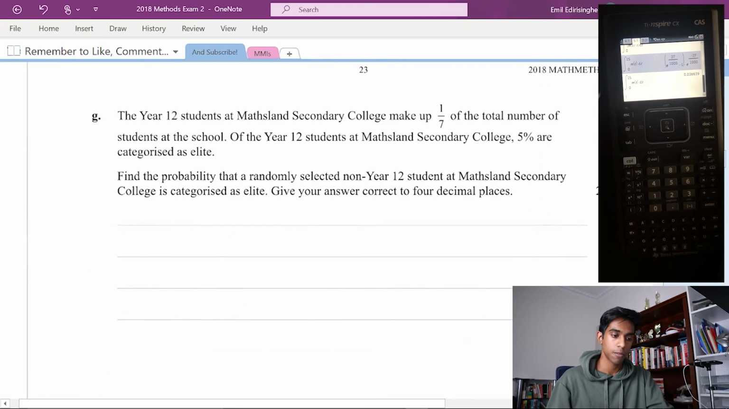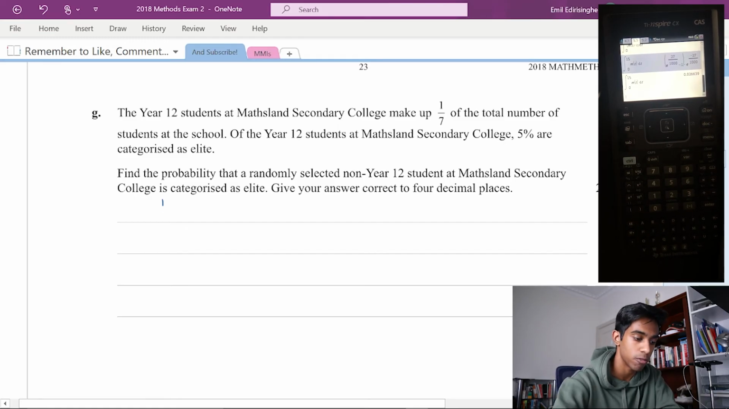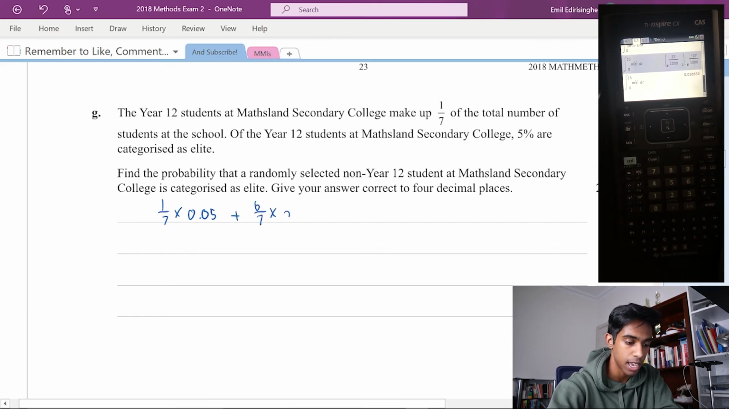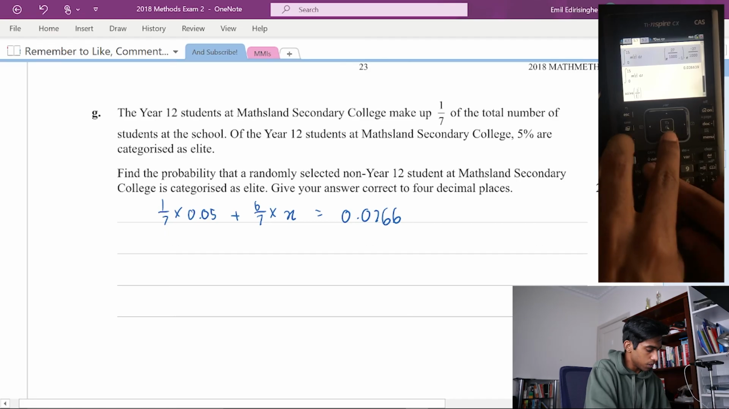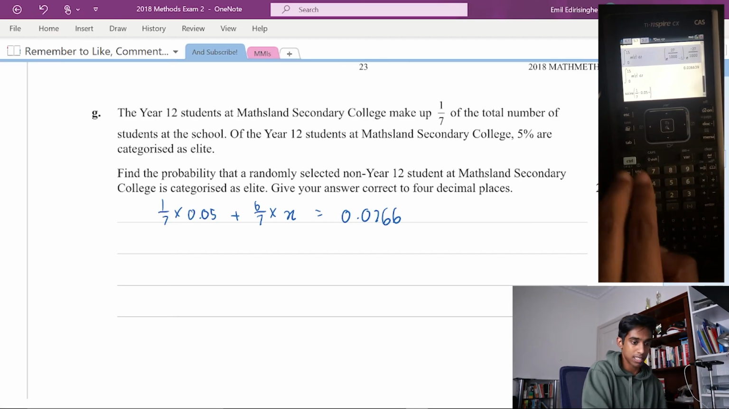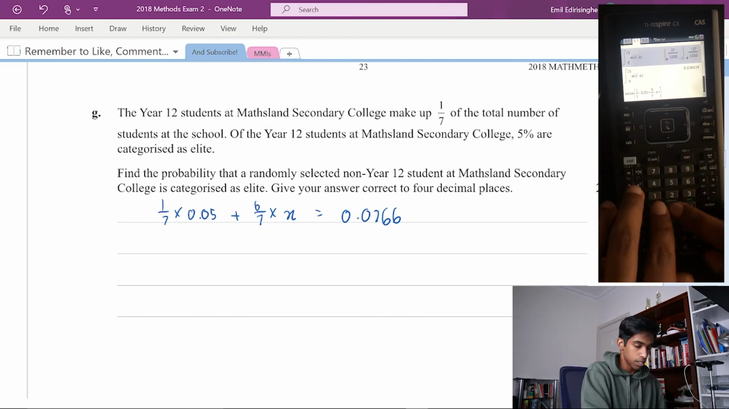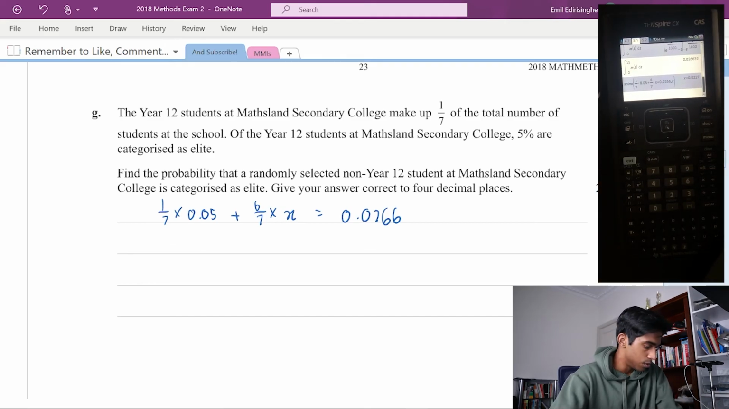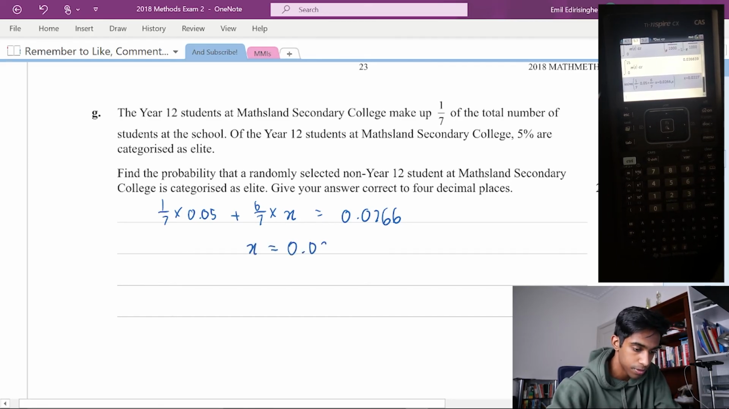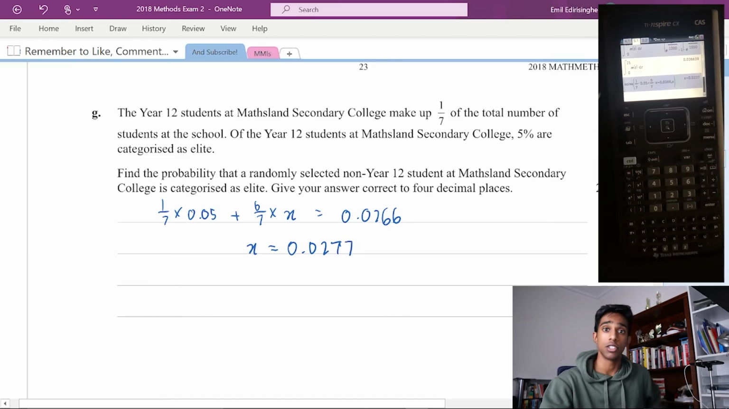So therefore, if the proportion is x, for example, we have 1 on 7 times 0.05 plus 6 on 7 times x is equal to 0.0266. So from this we can calculate x. 1 on 7 times 0.05 plus 6 on 7 times x is equal to 0.0266, solving for x. X is equal to 0.0277, which is the answer to this question.